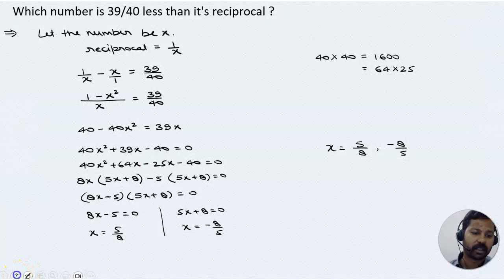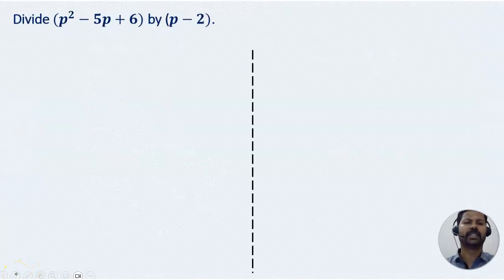Moving to the third question. So the third question is a very simple question. We have to divide p square minus 5p plus 6 by p minus 2. So we can solve this question by two methods. One by doing factorization, other by doing the long division method. So we'll see both the methods.